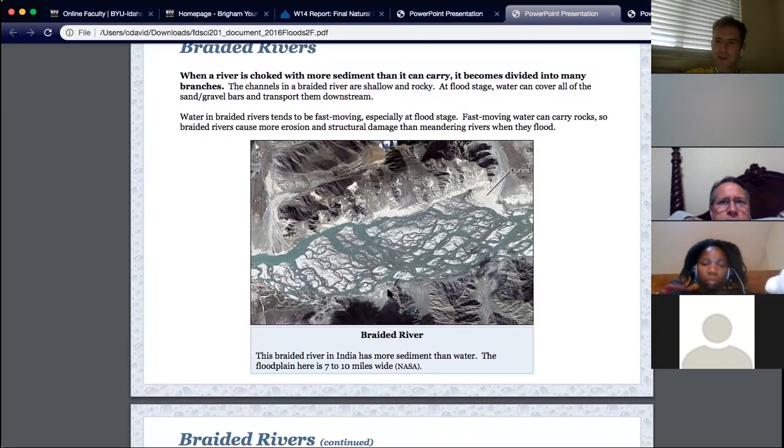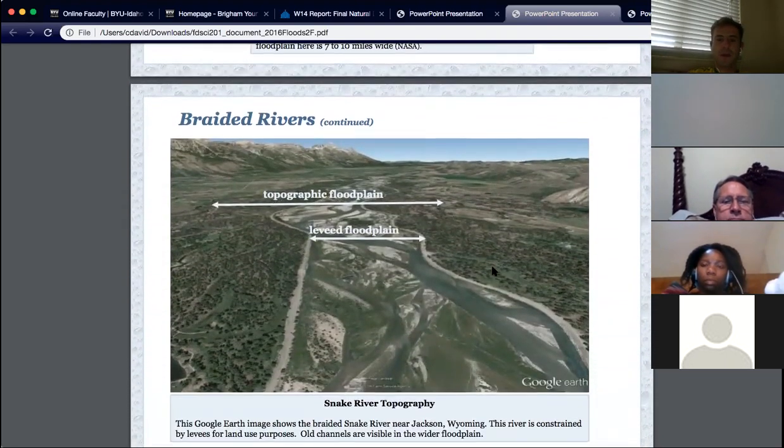See if there's anything else I forgot. So I guess this point here is also important. I mentioned that they're fast moving. Because they're fast moving and can carry rocks, they can cause more erosion and structural damage, especially if you have like a bridge or something and it's beating up against it. It's harder on the materials around it that it's hitting.